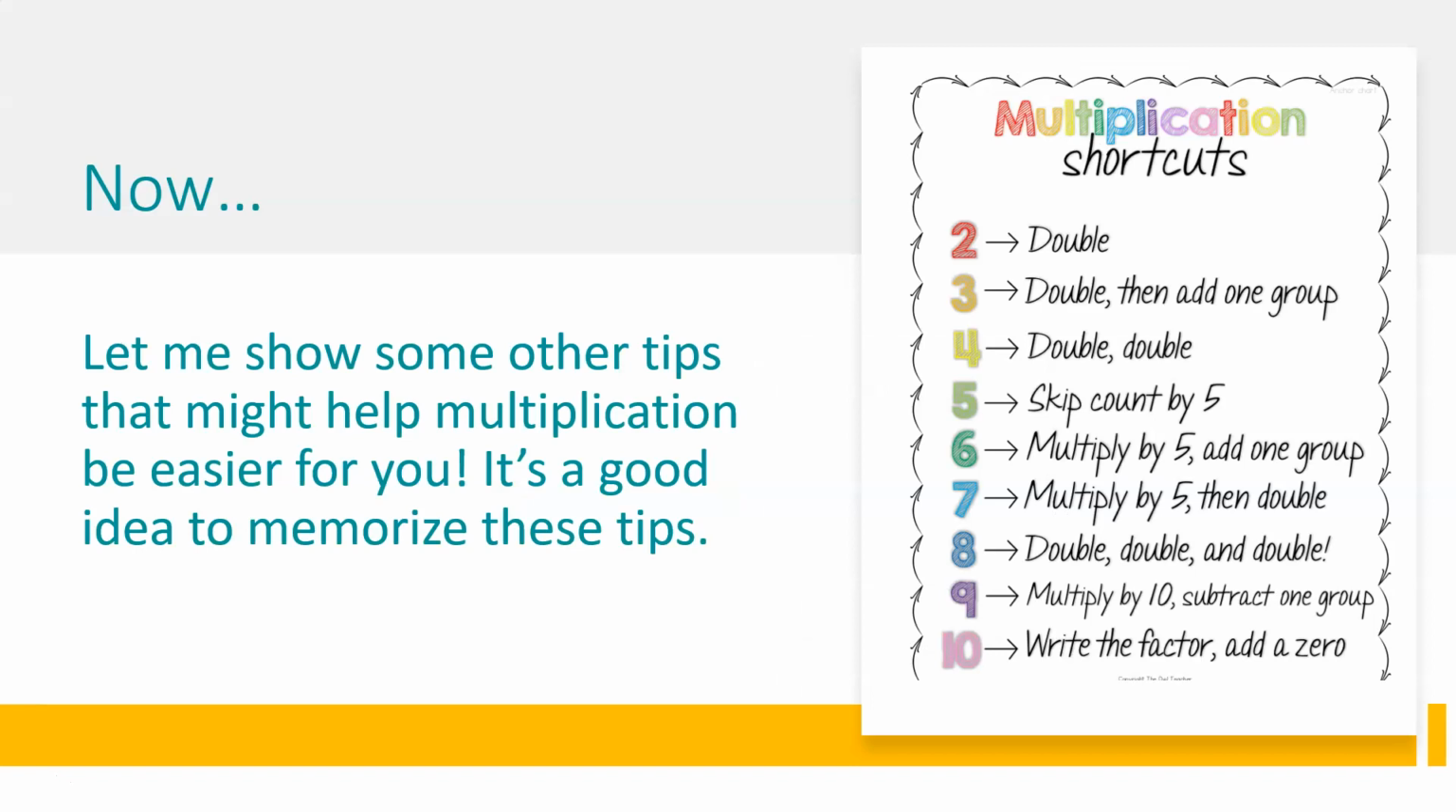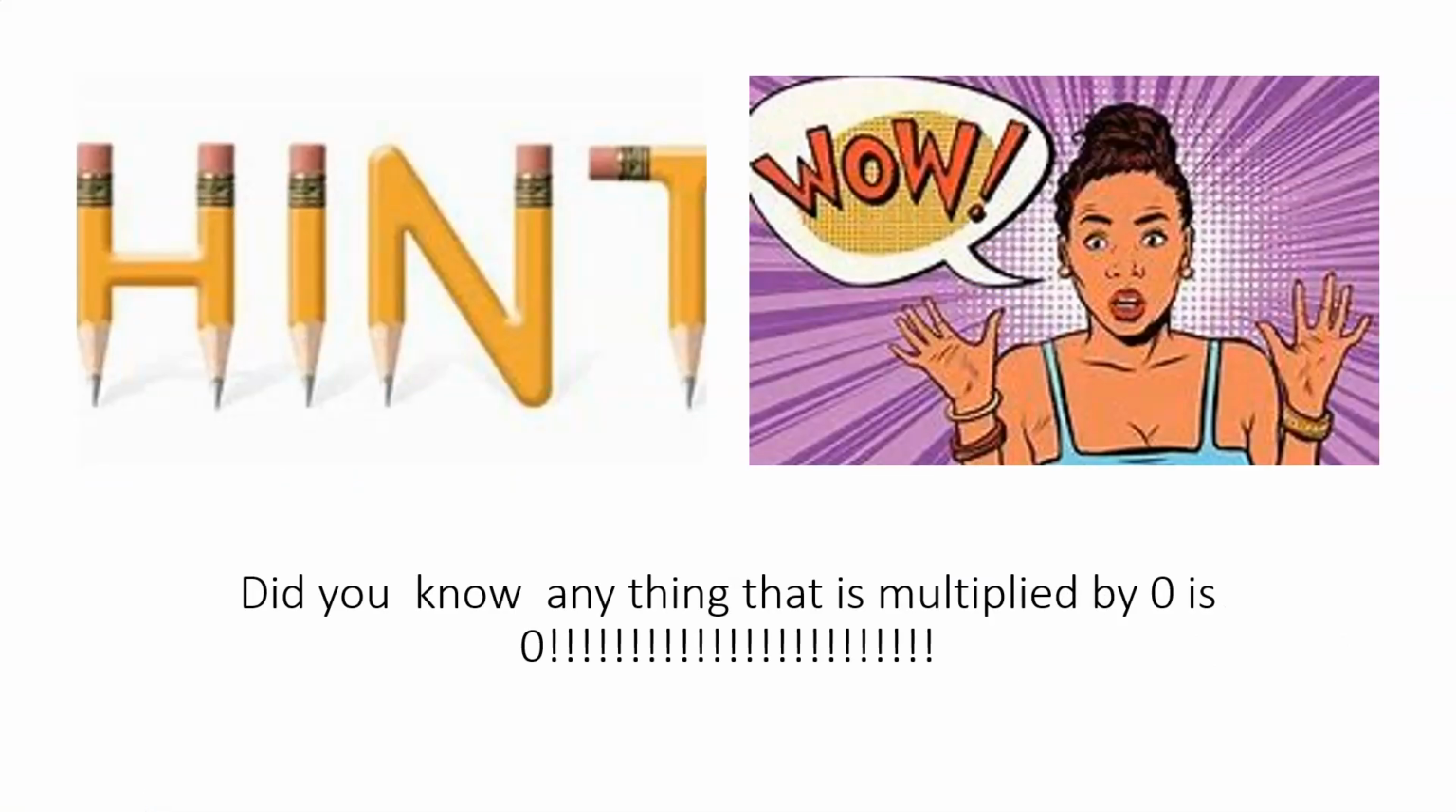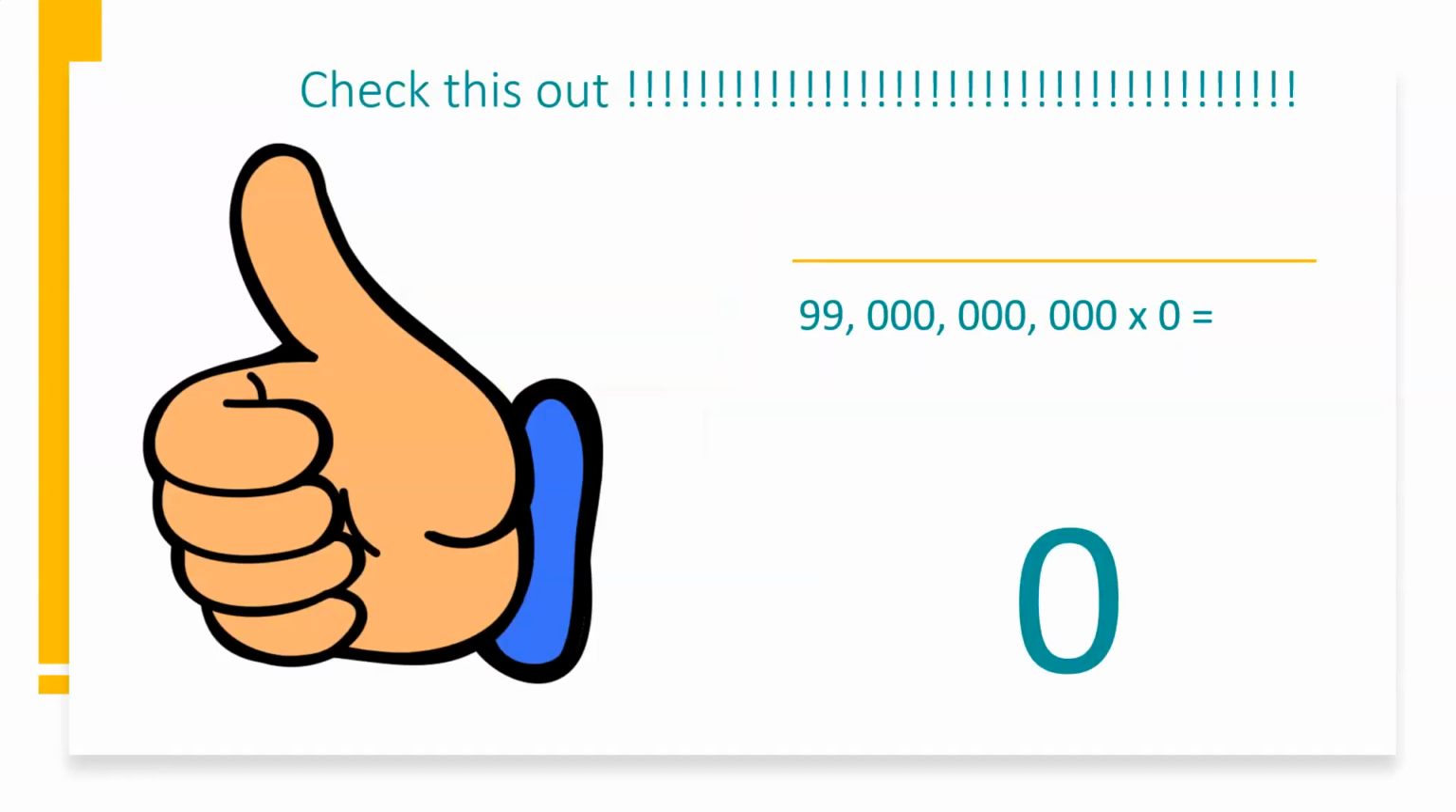Now, let me show you some other tips that might help make multiplication easier for you. It's a good idea to memorize these tips. Did you know anything that is multiplied by 0 is 0? Check this out. 99 million times 0 is 0. Yay!